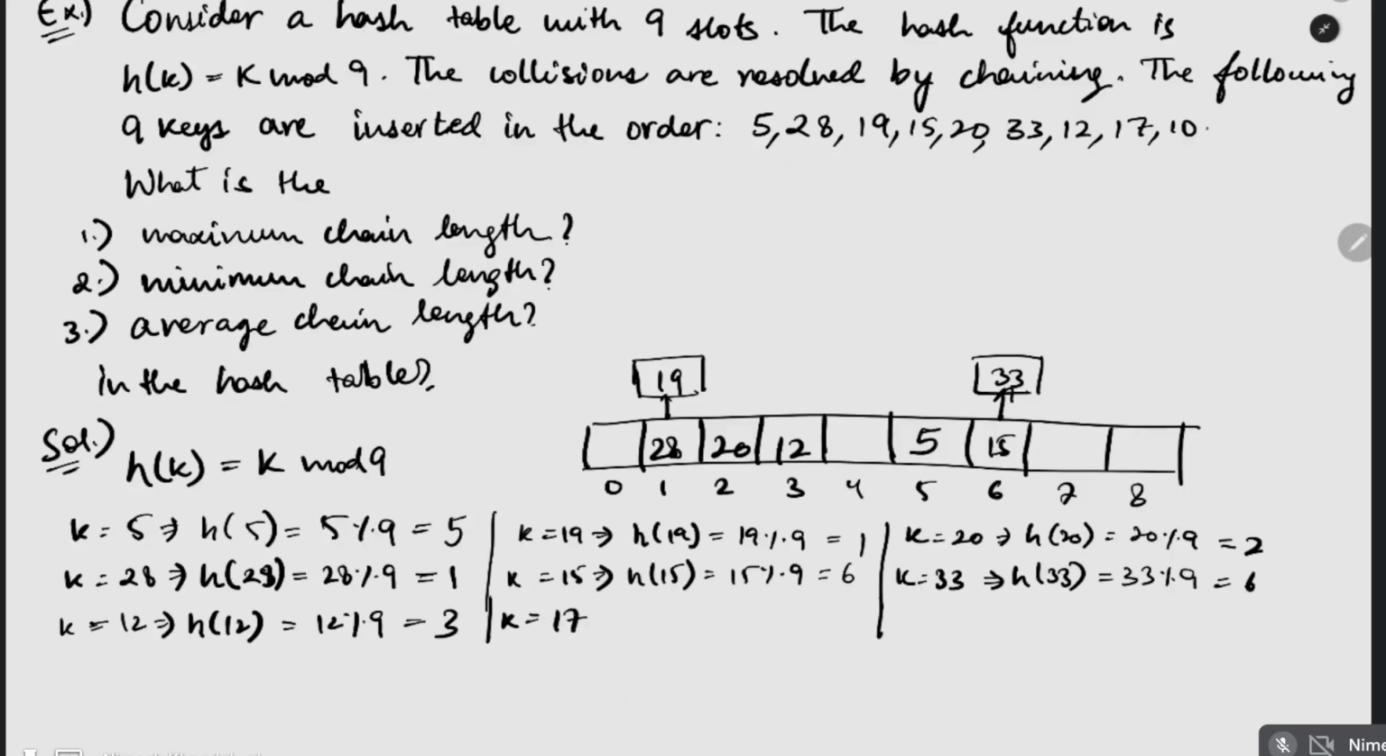For k equal to 17, 17 is 17 mod 9, that is 8.